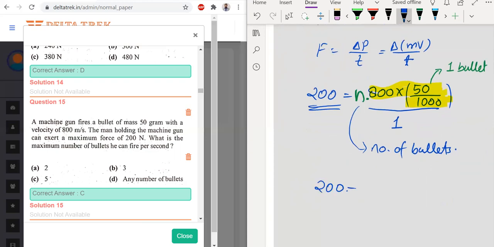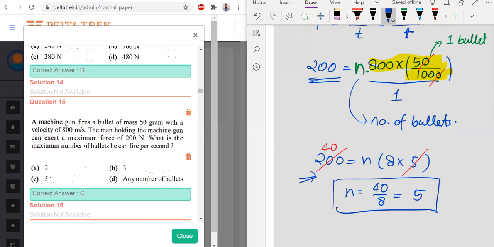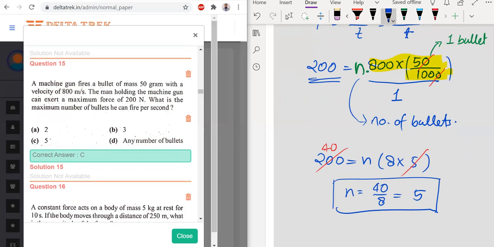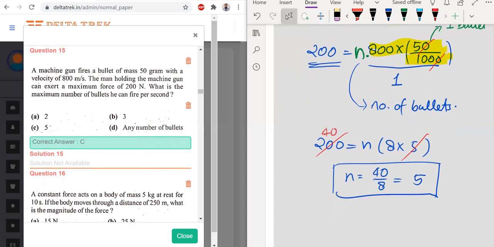So let's solve. 200 is n into, zeros are going to be cancelled. So this 0 will cancel out. 2 zeros will cancel out. It will be n into 8 into 5. Clear? 5 we can cancel out. 40 and 8 we can cancel out. So n will be 40 divided by 8. So 5 bullets that person can fire. It will exert a force of 200 newton. The 5 bullets. Okay. So good question, but it's just based on a simple observation that you can solve.